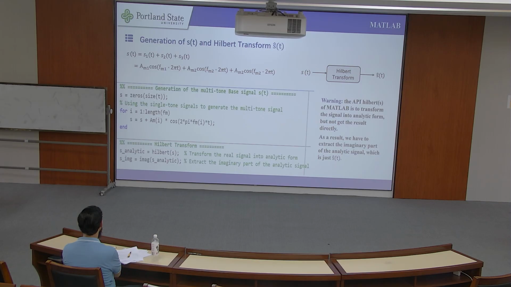Next comes the Hilbert transform. Here is a critical MATLAB trap. The built-in hilbert function does not directly return the Hilbert transformed result. Instead, it outputs an analytic signal. The real part of this output is our original signal, and only the imaginary part is the true Hilbert transform we need. That's why we add the extra step to extract the imaginary component.